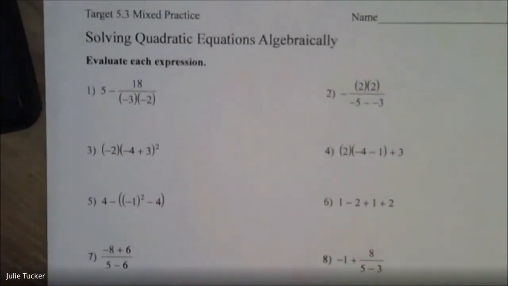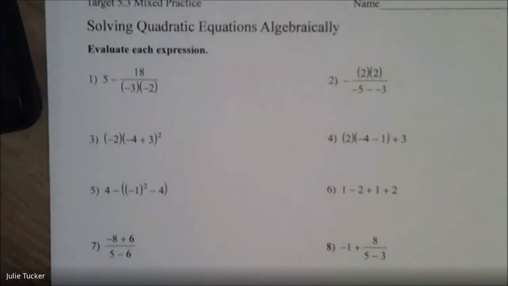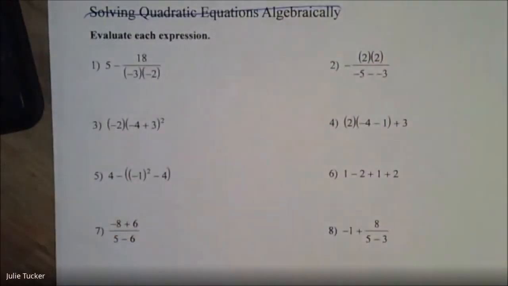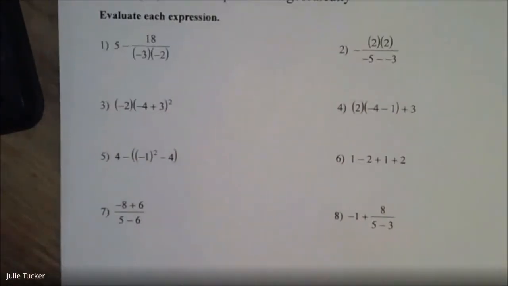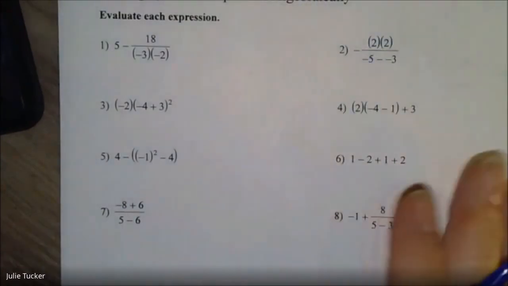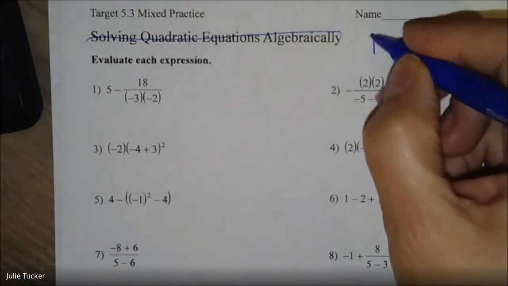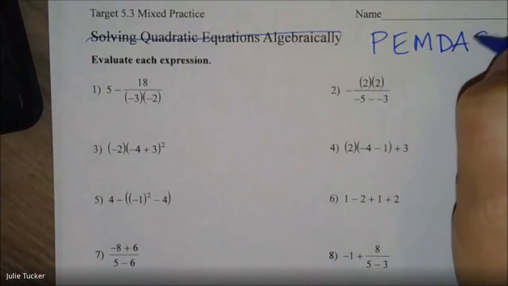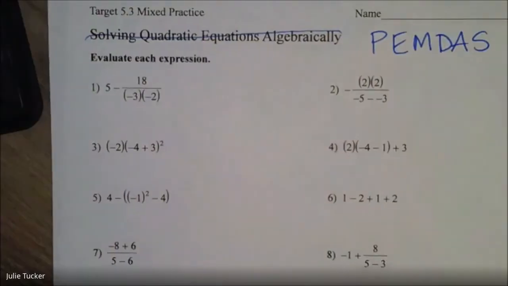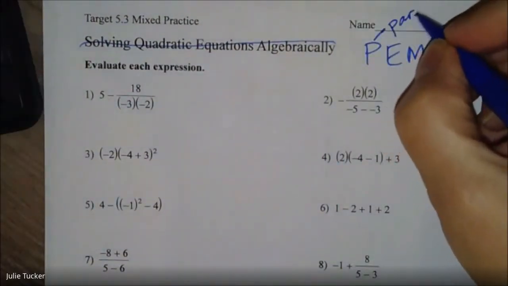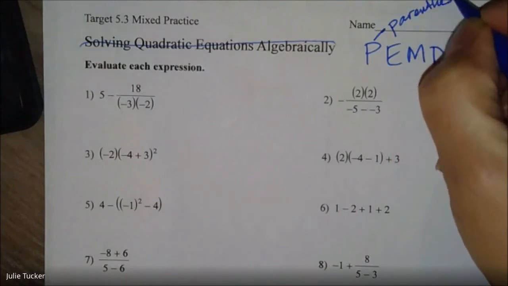Okay, so this one is just order of operations. Oh, that's the wrong title on there. But anyway, this is order of operations. So you called it PEMDAS, which is what a lot of people call it. So that's really just an acronym. And P stands for parentheses and all other grouping symbols.